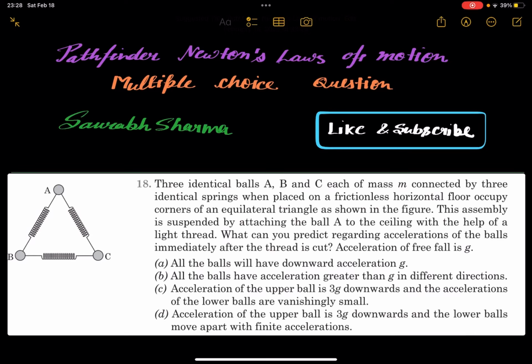Hello friends, I am coming with question number 18 of Pathfinder Newton's laws of motion. What is the wording of this question?